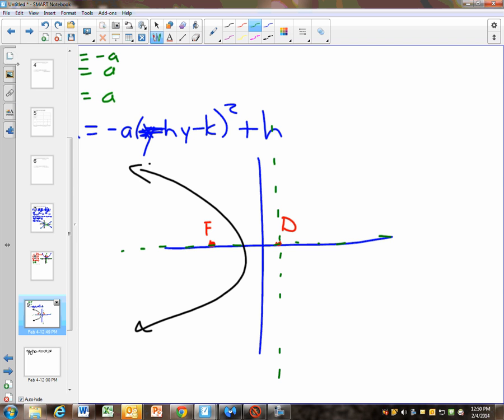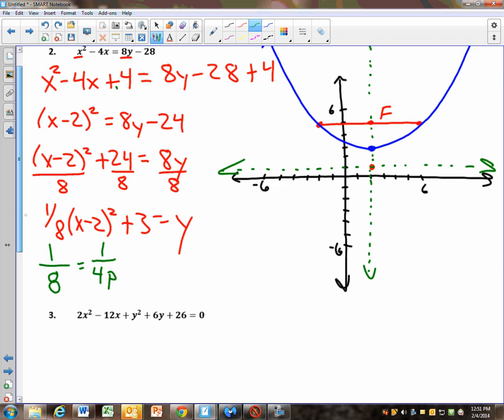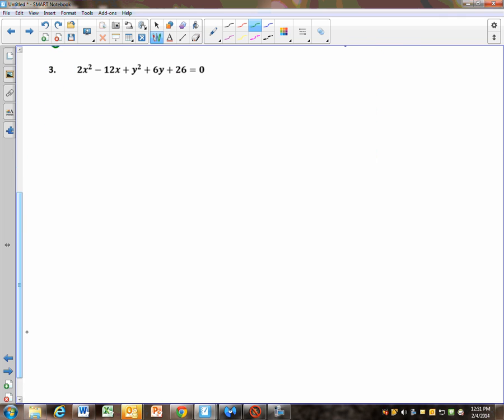Okay, let's do the last problem. What shape is number 3? It is an ellipse, but why? Squared, squared, both positive. This is an ellipse. Well, I shouldn't say that. What other conic section could you have with 2 squares and both be positive?